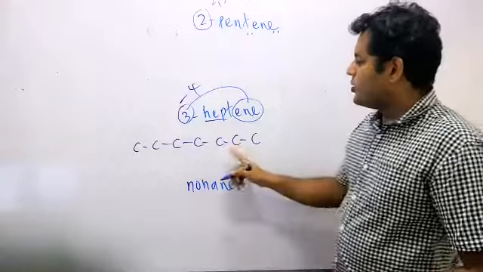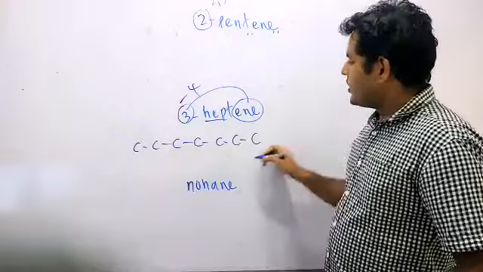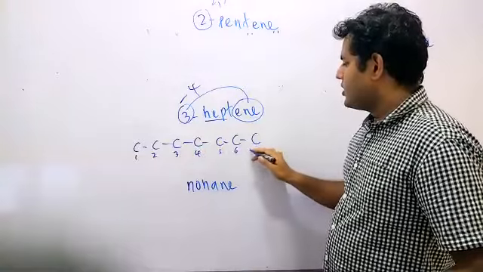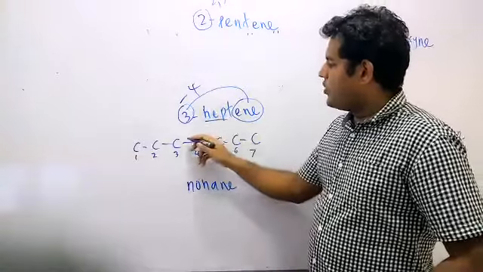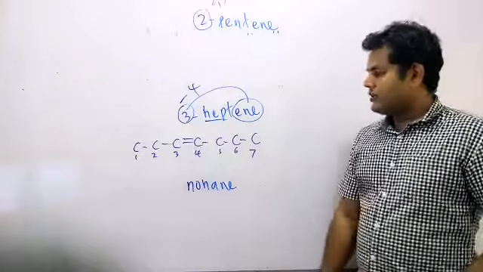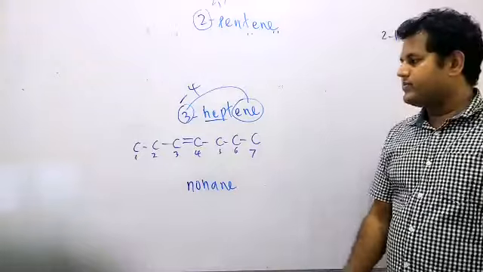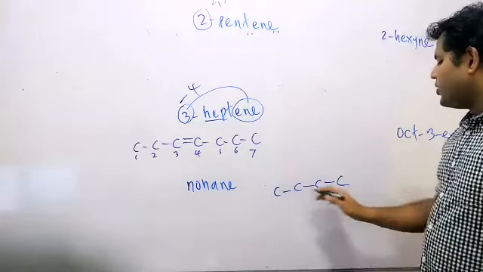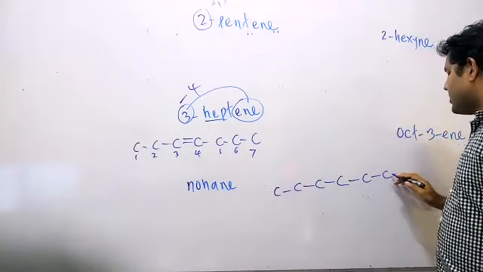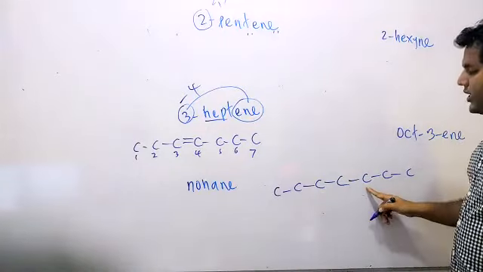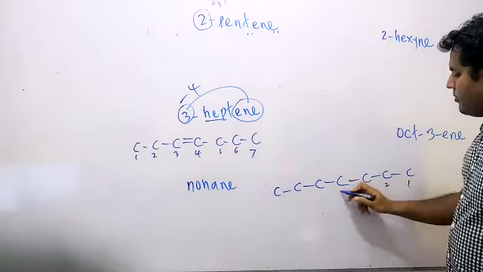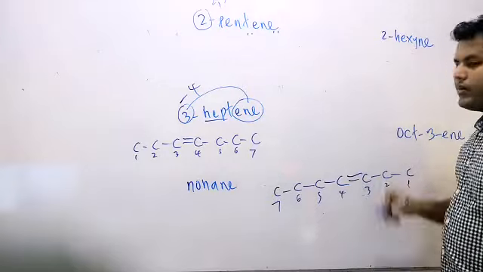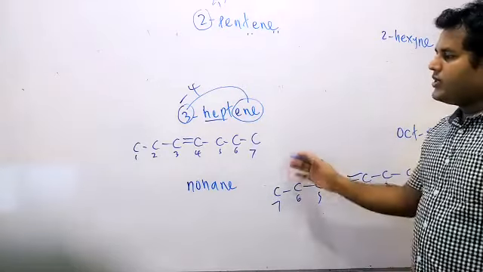3-heptene. 1, 2, 3, 4, 5, 6, 7. Then you can number it in any way. 1, 2, 3, 4, 5, 6, 7. In between 3 and 4, we are arranging the double bond. If you have numbered on the other side, 1, 2, 3, it doesn't matter. 3-heptene means between 3 and 4 you get the double bond. Both are correct. So then you have to complete the structure.